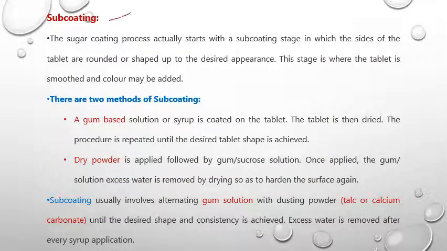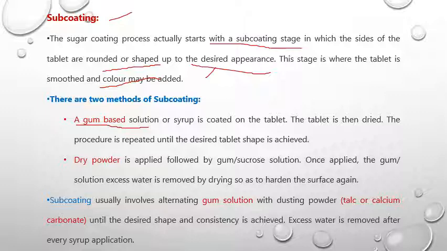Now the subcoating. The sugar coating process actually starts with the subcoating stage, in which the sides of the tablet are rounded or shaped up to the desired appearance. This stage is where the tablet is smoothed or color may be added. There are two methods of subcoating, gum based and dry. Now first, the gum based.